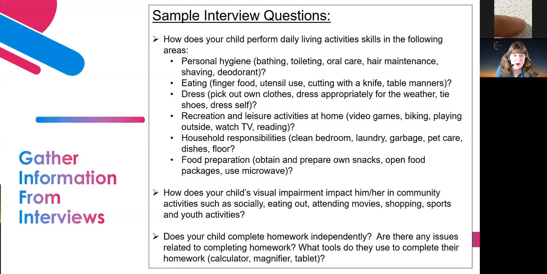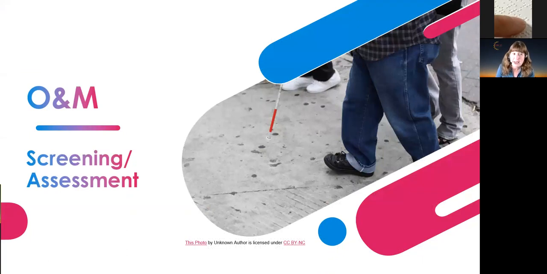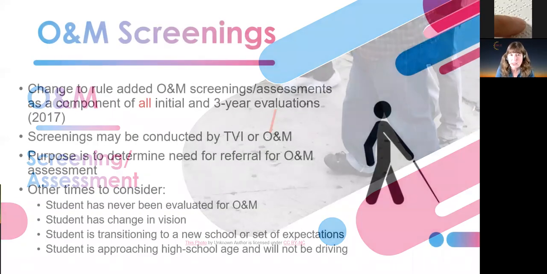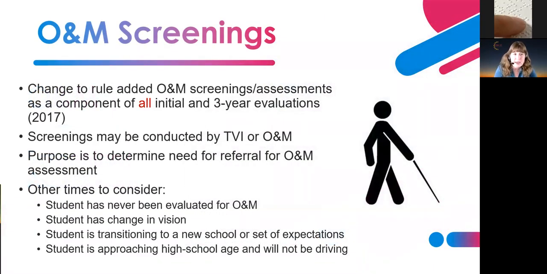But before we do that, our final section is on orientation and mobility, screenings and assessments. So this has changed in recent years. Our state board rule changed in 2017, and it added orientation and mobility screenings or assessments as a component for all initial and three-year reevaluations. That did happen in 2017. They did not make it retroactive, which meant you didn't have to go back and do that, but you did need to complete them from that point forward.